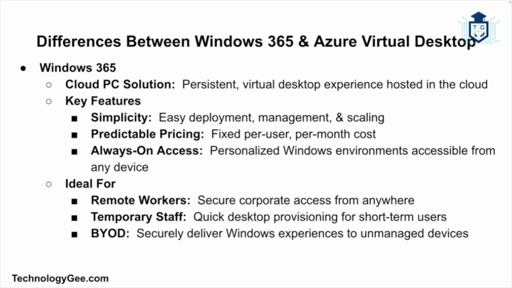Some of the key uses for Windows 365 are as follows. It's used by remote workers, where it provides secure access to corporate applications and data. It's used by temporary staff, so you can quickly provision desktops for short-term users. And it supports BYOD, or bring your own device, so you can securely deliver a Windows experience to unmanaged devices.